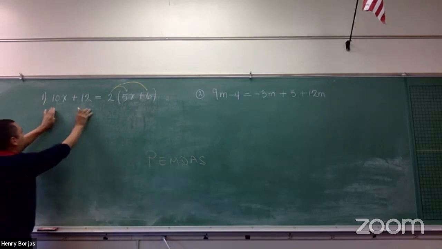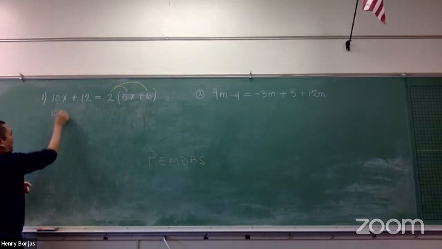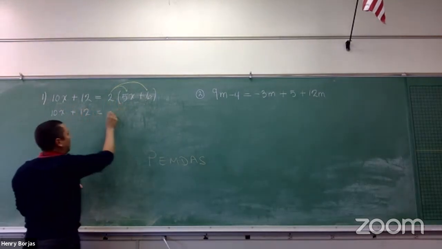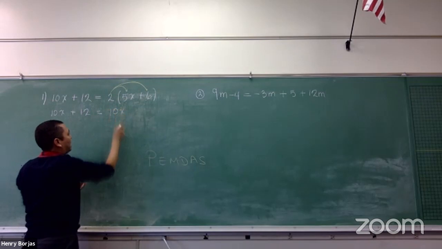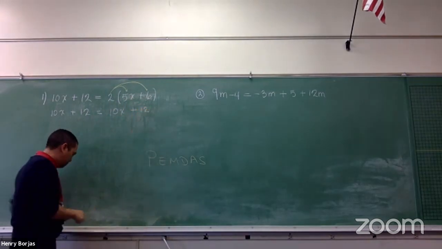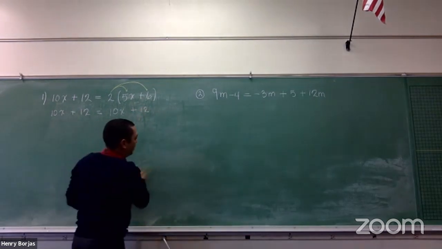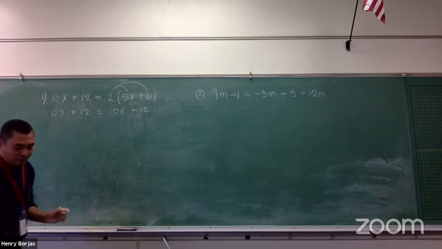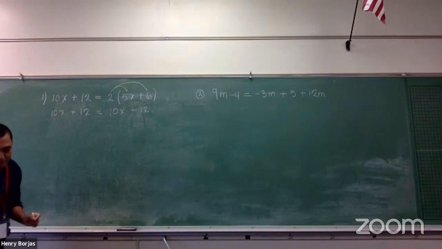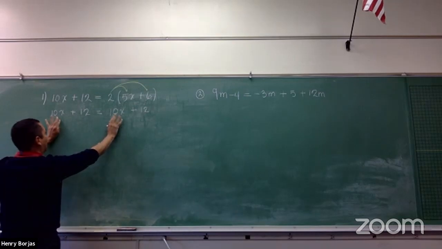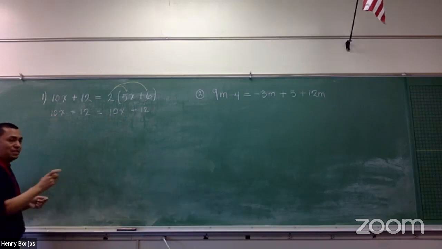Okay, so I'm going to type this one again. 10x plus 12 equals 2 times 5 is 10x, 2 times 6 is 12. So we're done with my parentheses. Now look at the case that we are going to have. You have 10x and 10x. This is a special case.